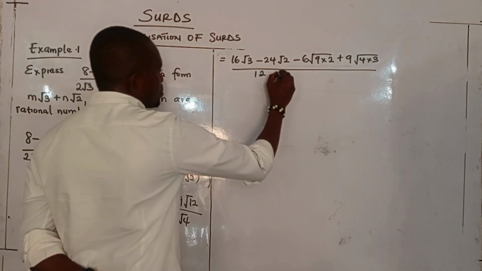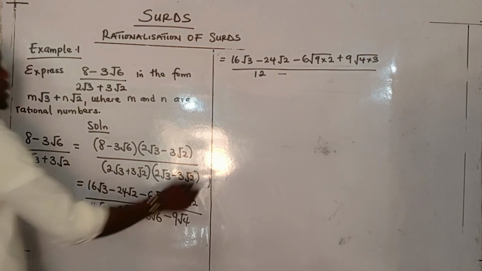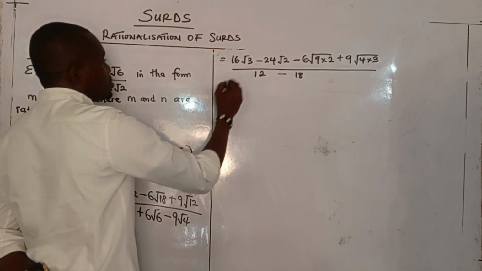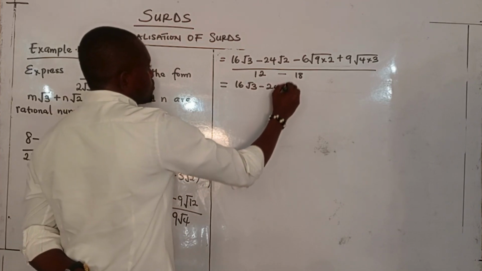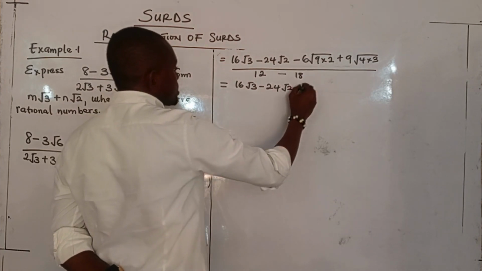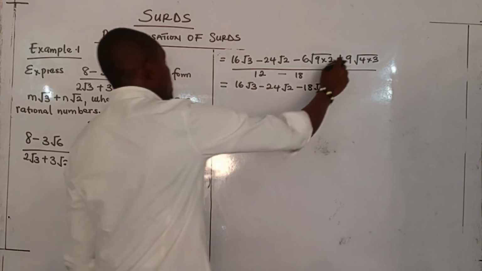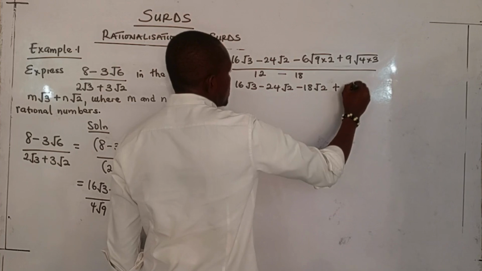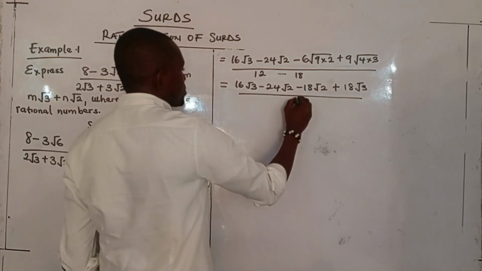So at the end, we are going to have minus. Square root of 4 here is 2, so 2 times 9 gives 18. So from here we have 16√3 minus 24√2. Square root of 9 here is 3, so 3 times 6 is 18√2. Plus, square root of 4 here is 2, so 9 times 2 is 18√3. Then to be divided by 12 minus this, which is what?